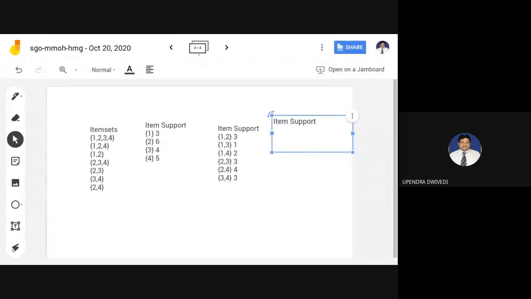Okay, so we have to find out the triplet item set where we are taking 3 items at a time. Anyone can take this Jamboard and just write the item set 3 items at a time. What are the possible list of item sets, 3 items at a time? Please do it, or you can also use the chat box and provide your response in the chat box.